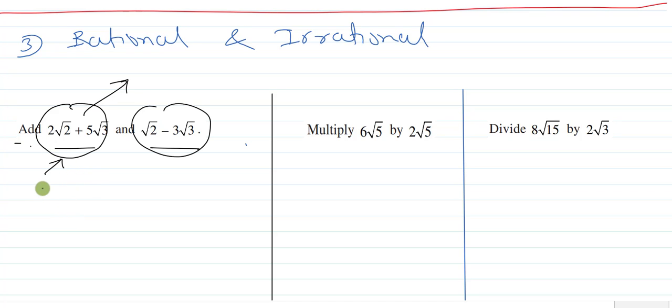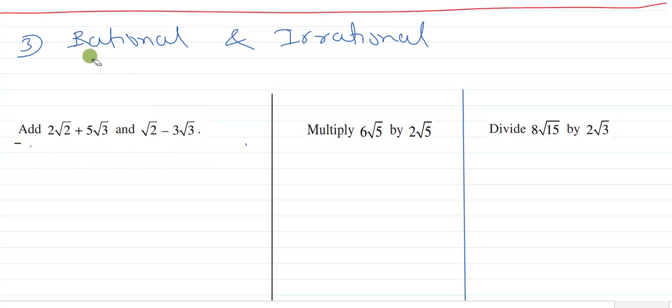Here this addition is in which category? Irrational number and irrational number. So if we are going to add two irrational numbers, its answer will be an irrational number. So let's see how to add these two irrational numbers. We'll take an example of this third type after this. Let's start this, solve this first.